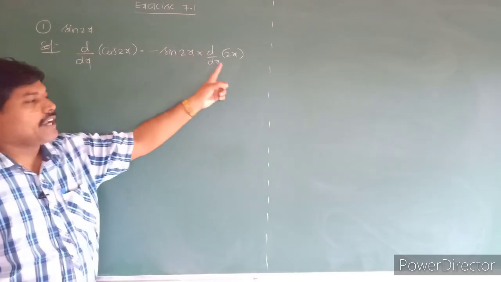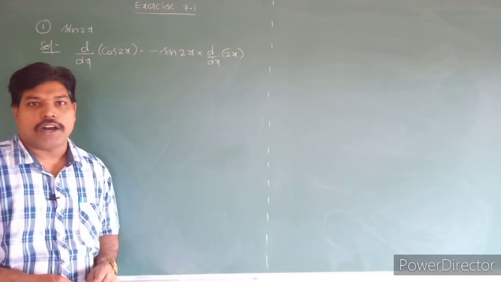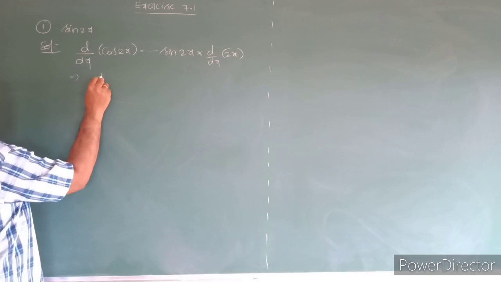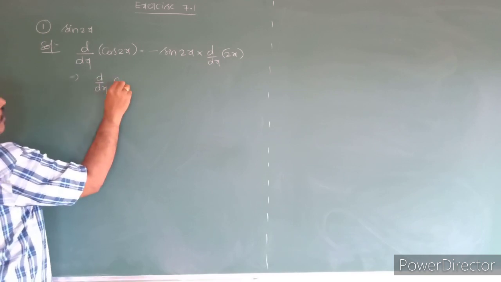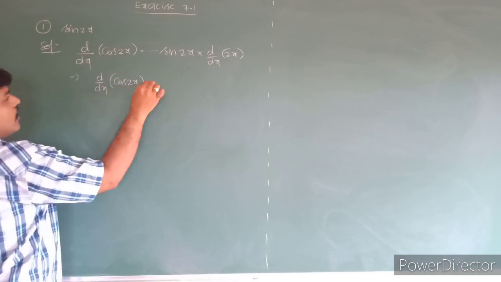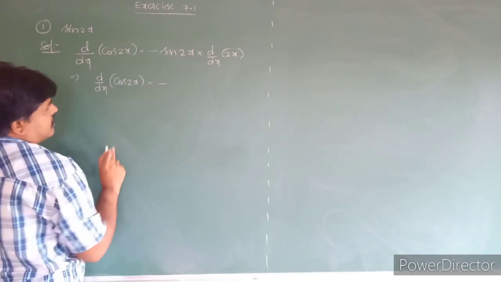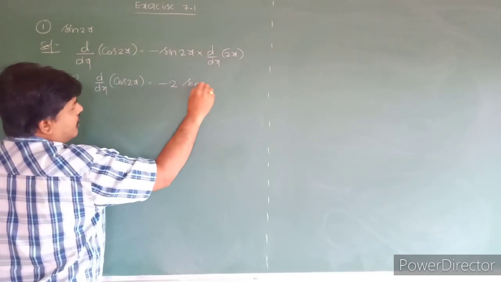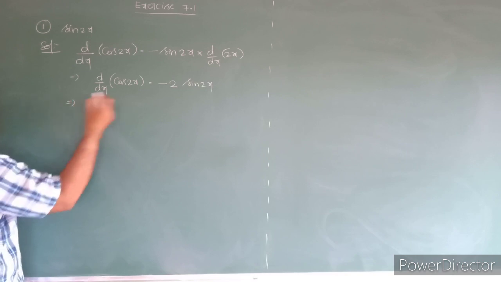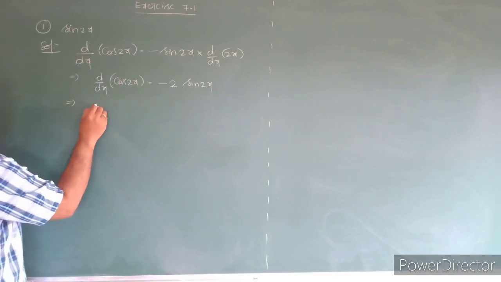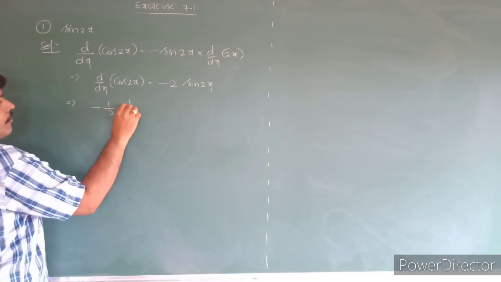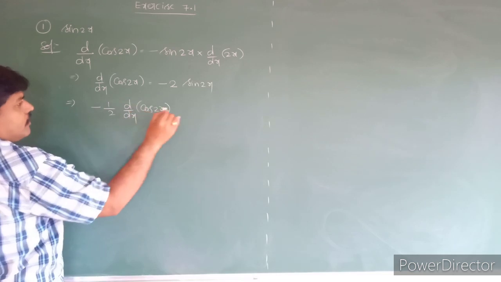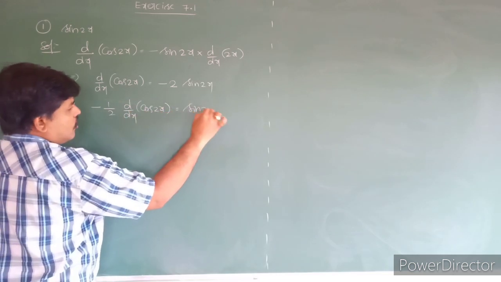So that's why you will get a derivative of 2x also. Derivative of cos 2x is equal to minus 2x derivative is 2, so you will get minus 2 into sin 2x. So take this minus 2 to this side, it will become minus 1 by 2 into derivative of cos 2x, that is equal to sin 2x.